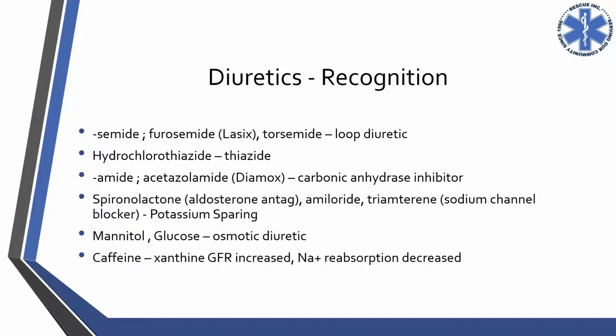Mannitol and glucose are both osmotic diuretics. They make that fluid shift by osmotic pressure. And then we have caffeine. Caffeine is a xanthine, and it causes increased glomerular filtration rate, and sodium reabsorption is decreased, but that's it. It doesn't affect potassium. People just pee a bunch, and that's what caffeine does. It is technically classified as a diuretic.